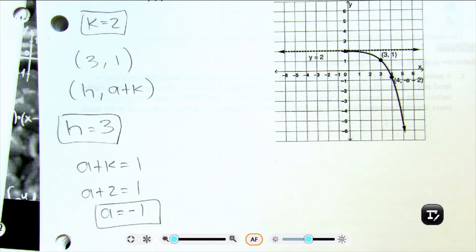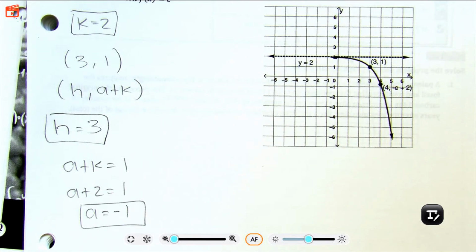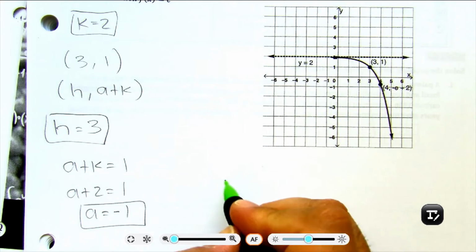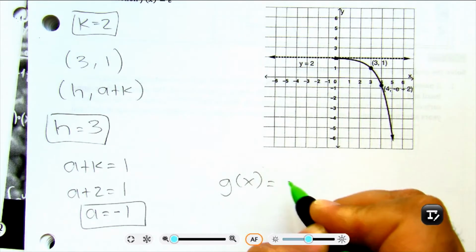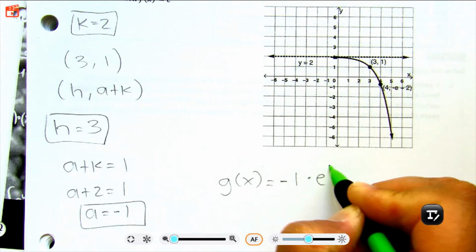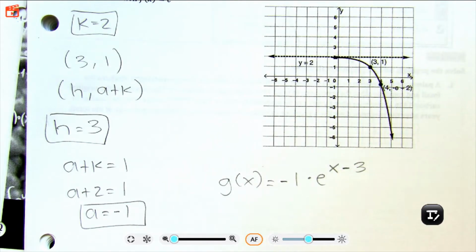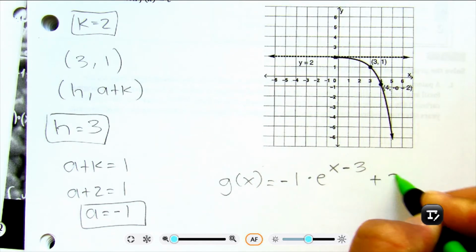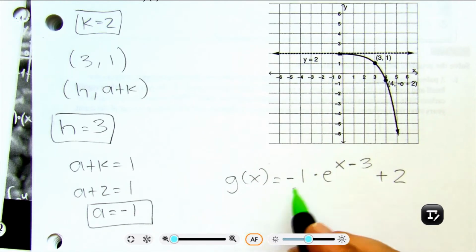So now that I have all of these pieces of information, I'm going to plug it into my equation. So it will be g of x is equal to negative 1, because that's what a is, times e to the x minus 3, plus 2. We could just leave it like that. That's fine. But yeah, this would be your solution.